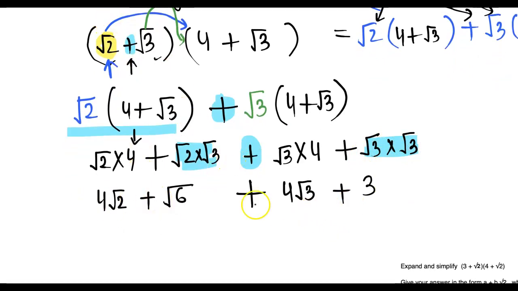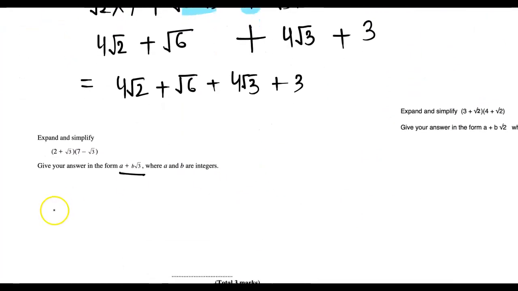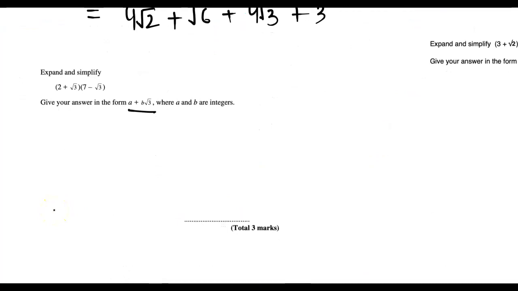Okay, so this is the final thing. The final answer we've got is 4 root 2 plus root 6 plus 4 root 3 plus 3. And we actually can't simplify it more, right? Okay, now let's understand the same thing by solving some past paper question.